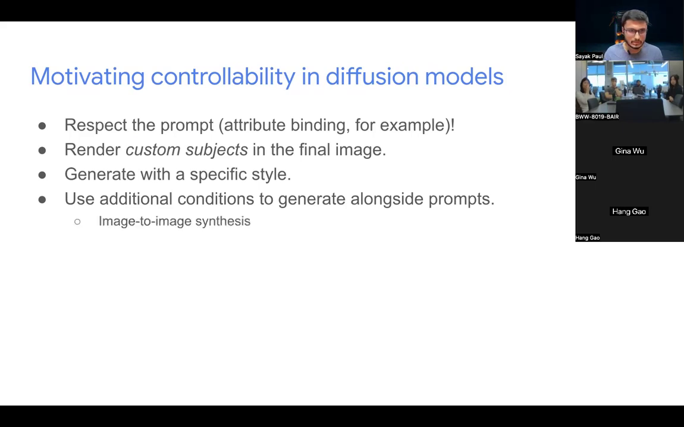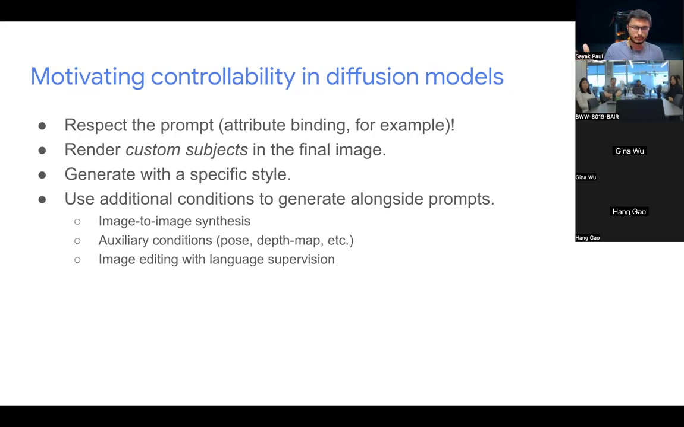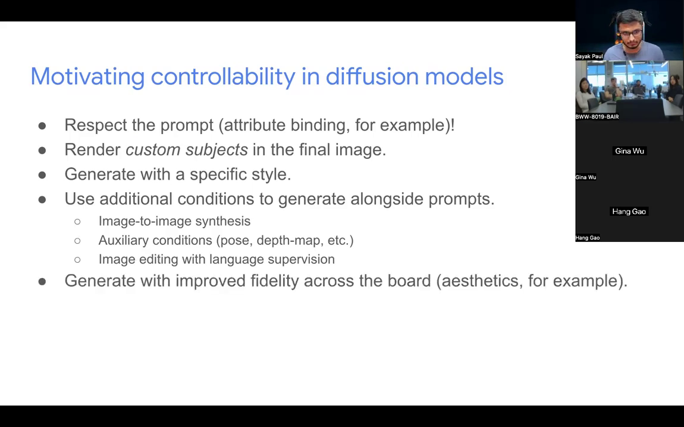And then this entire framework of using additional visual cues can be used to do image to image synthesis. We can incorporate auxiliary conditions, like I mentioned, pose, depth map, and so on. And then we could also extend this framework to do image editing with language supervision. I mean, imagine doing Adobe Photoshop kind of stuff, but with natural language instructions, which I think is very, very, very powerful. And then ultimately, I want to be able to generate with improved fidelity across the board, maybe better aesthetics, for example. So yeah.